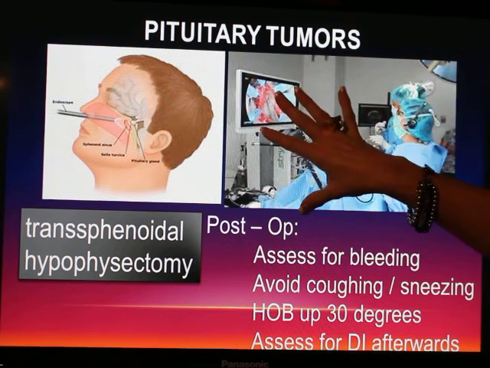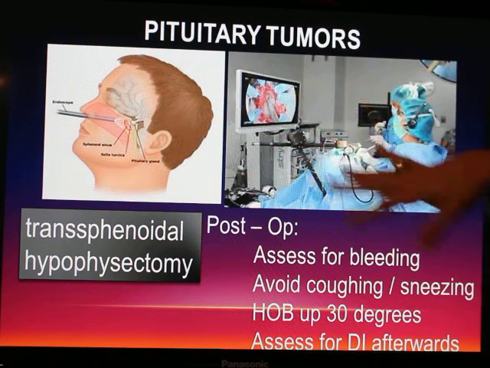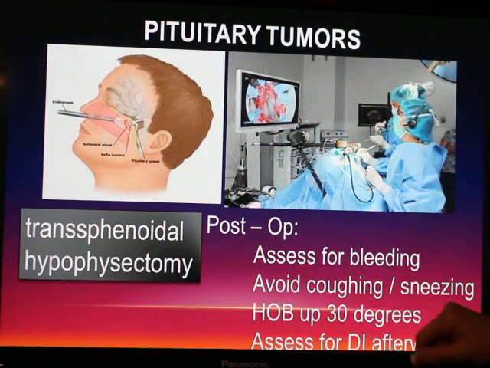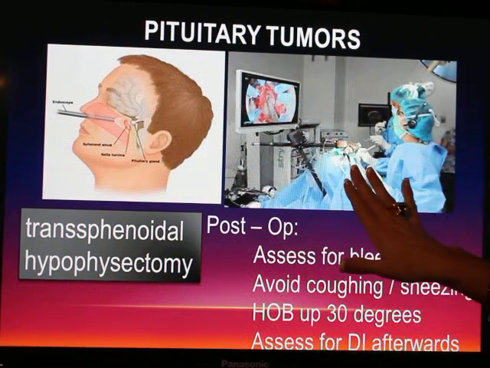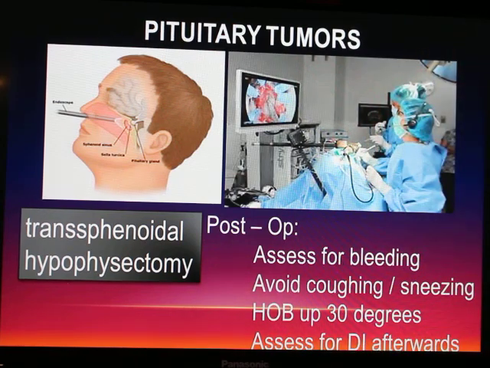What you watch for in your patients, they'll usually come back to the intensive care unit for at least 24 hours of observation. Make sure that this isn't bleeding. You do not want that patient coughing or sneezing or putting any extra pressure on there at all. They're going to be sitting up.